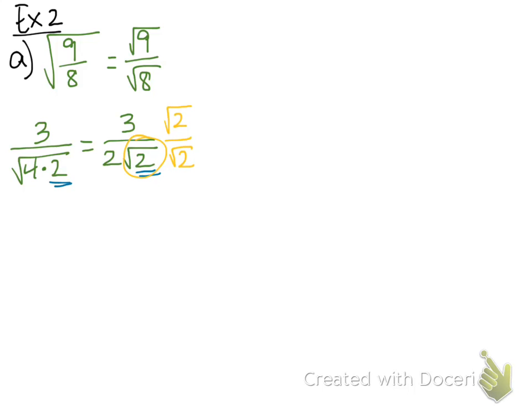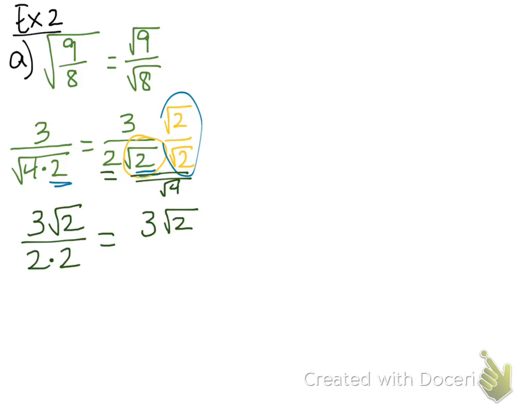So I need to multiply, and of course I'm multiplying top and bottom because I'm actually just multiplying by 1, so I'm not changing the value of my fraction. On the numerator I have 3 times the square root of 2, and then on the denominator I have 2 times the square root of 2 times the square root of 2, which is the square root of 4, which is in fact 2. Simplifying my denominator, I get 3 times the square root of 2 over 4.